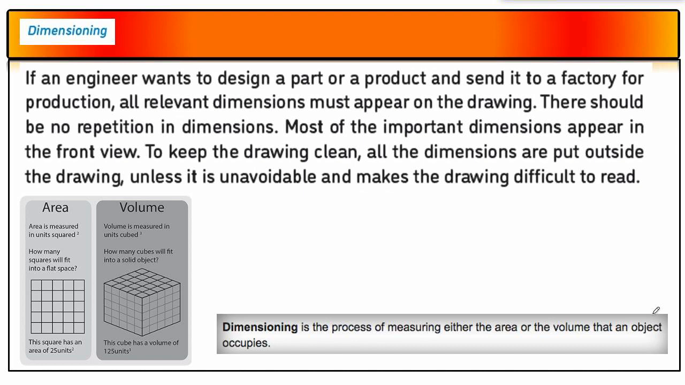Most of the important dimensions or measurements appear in the front view. In the front view, you'll be able to see all types of dimensions needed. To keep the drawing clean, all the dimensions are put outside the drawing unless it is unavoidable and makes the drawing difficult to read. Here at the bottom left, you can see the meaning of dimensioning. It could be a measure of the area, or it could be a measure of the volume.